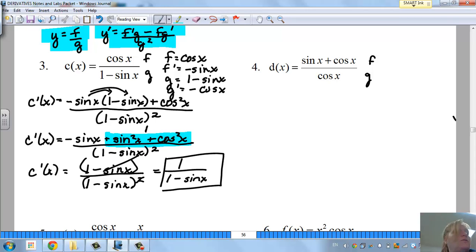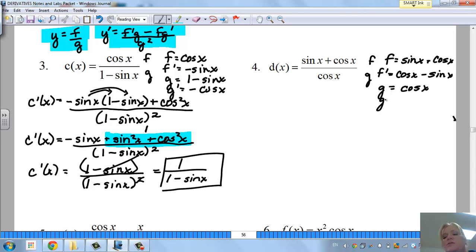So let's set it up so we can put it in that formula. I have f is sine x plus cosine x. F prime is going to be, well, the derivative of sine x is cosine x, and the derivative of cosine is negative sine. G is going to be cosine x. G prime is just going to be negative sine x. All right, so I'm going to go through and do each piece here. So I'm going to do d prime of x, and we're going to do f prime g. So I'm going to put the g kind of in front. So I've got cosine x times cosine x minus sine x.